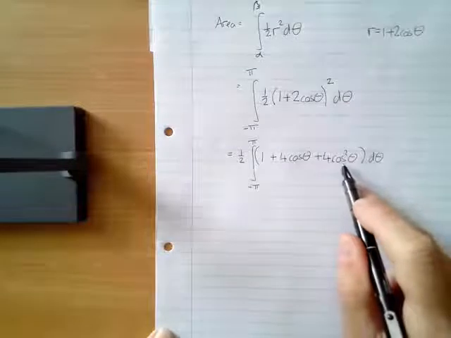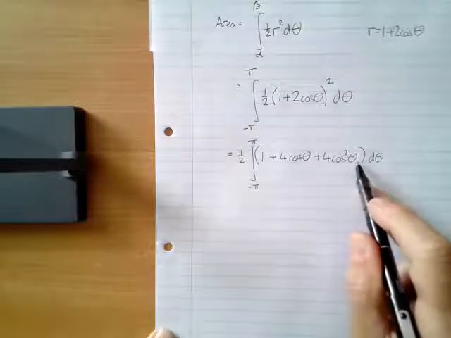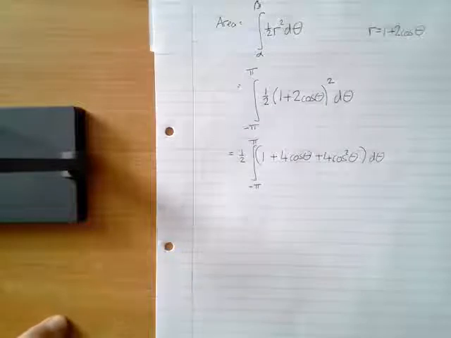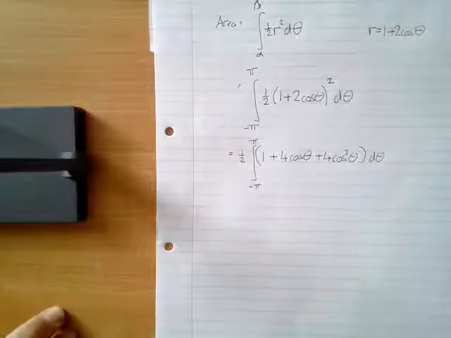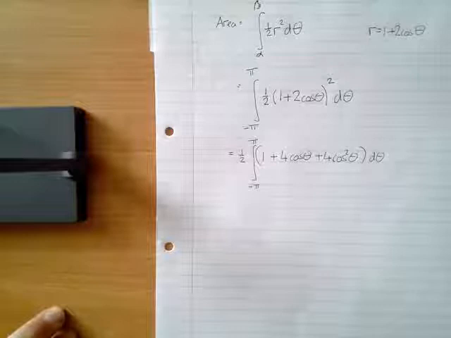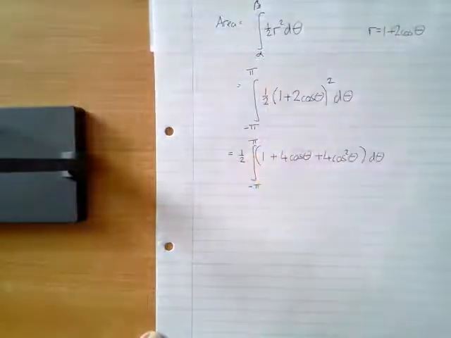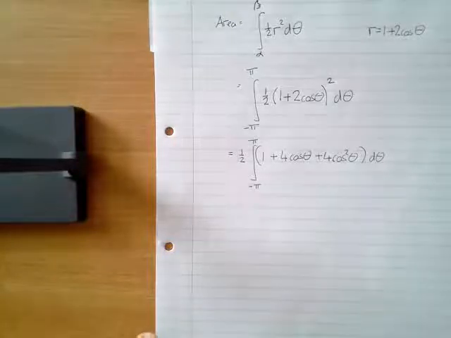However, I cannot integrate cos squared theta. This comes up all the time with polar coordinates because often the function f of theta that makes the curve is cos theta or sine theta, or something to do with cos theta or sine theta. So by the time you've squared it according to the formula, you're going to end up with a cos squared theta term. And you're going to need to integrate it. And it doesn't integrate. You won't find an expression for it in the formula book.